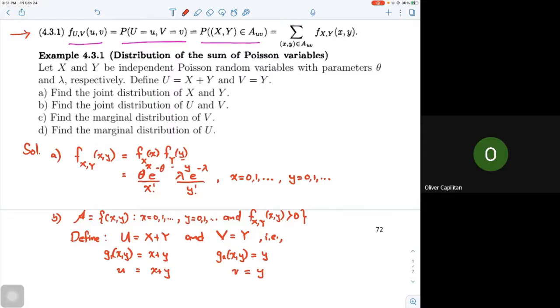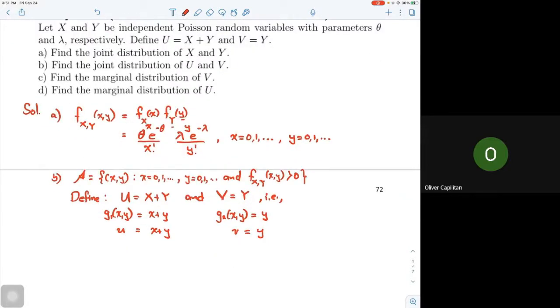Okay, if you notice in our two equations here, u is equal to x plus y, and v is equal to y. This would imply that our u here is greater than or equal to v. You can have this argument since y here is equal to v, and our x value starts from 0, 1, and so on and so forth.